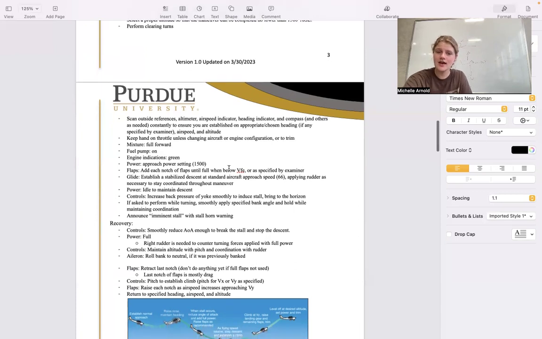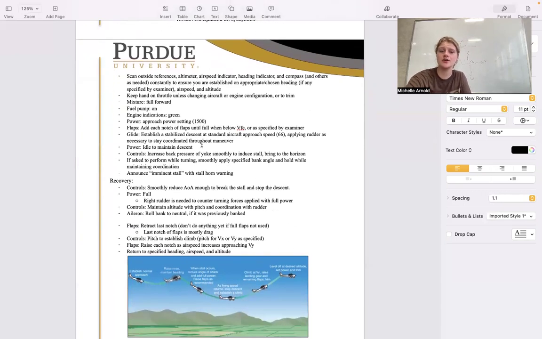And then you're going to initiate the stall. You're going to go power to idle and then maintain the descent. And then you're going to pitch the nose up, increasing back pressure on the yoke smoothly to induce the stall. But you're not going to need to pitch the nose up too much for this because you're already at very low power. So you're really just going to need to bring the nose to the horizon, maybe a couple degrees above the horizon.